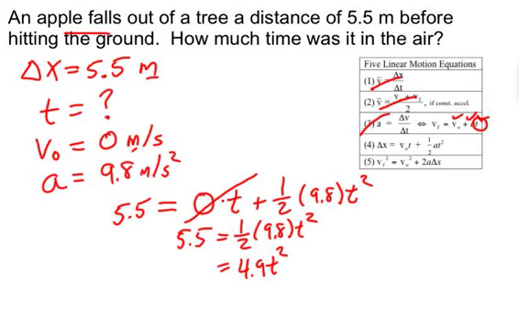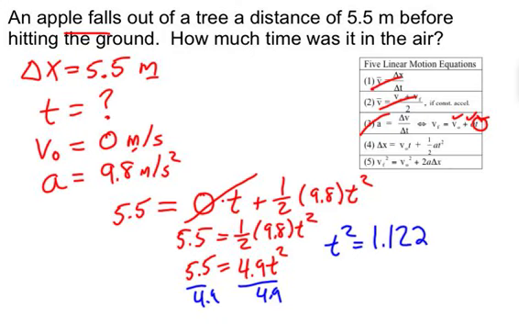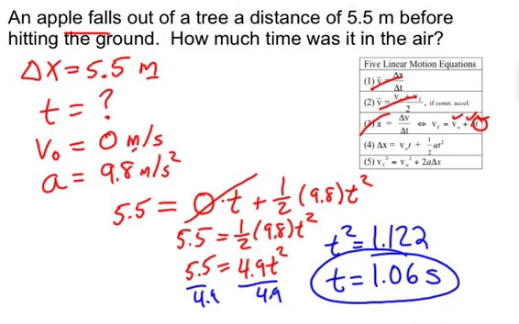And over here I have 5.5. So I want to solve for t squared, get that by itself. So divide each side by 4.9. I get t squared equals 5.5 divided by 4.9, and that comes out to 1.122. I won't round until later. And to find t, I'm going to have to take the square root of both sides. So the square root of that answer, I get about 1.06, and it's going to be in seconds. So that is how long this apple was in the air.